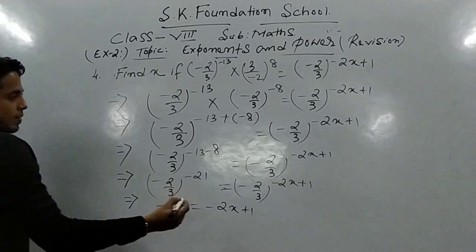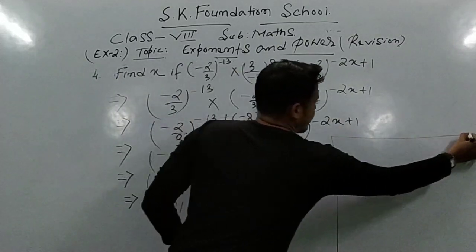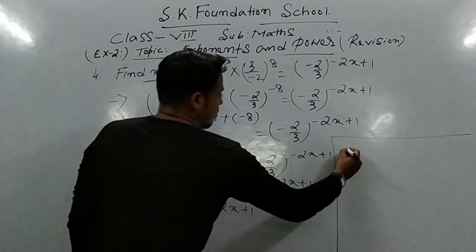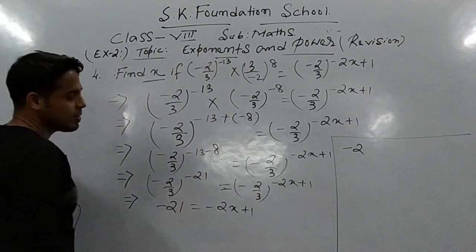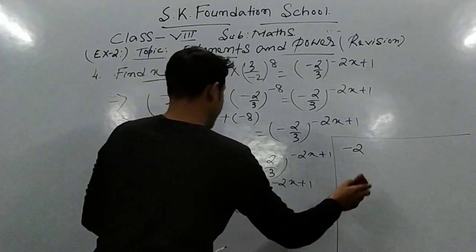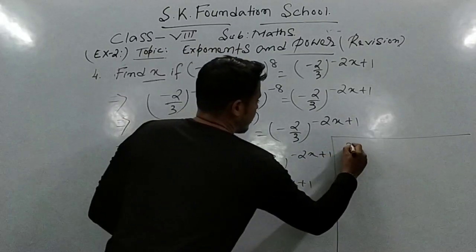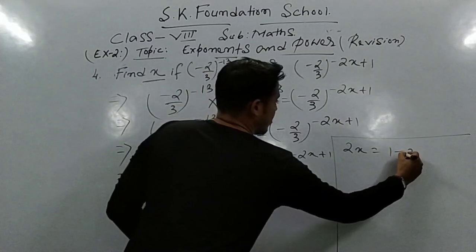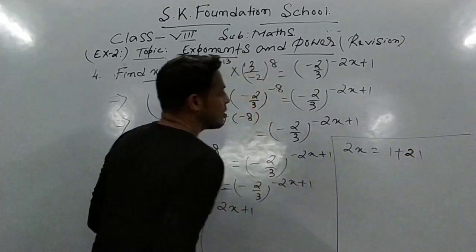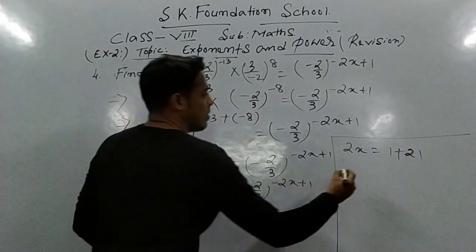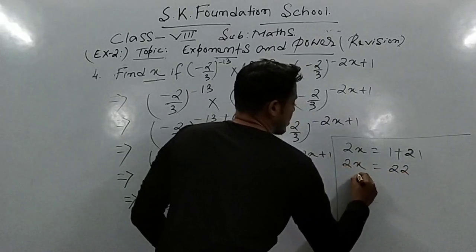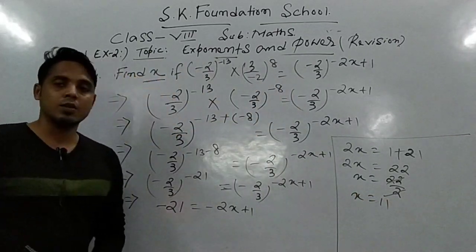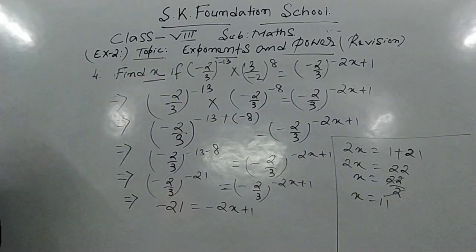Okay, so here we are going to find the value of x. Okay, now we are going to separate like terms like this. So minus 2x and this one 1 plus 21, right? 22 is 2x, so x equals to 22 by 2, that means x equals to 11. Okay, so in this way we are going to solve this type of sum. Clear?